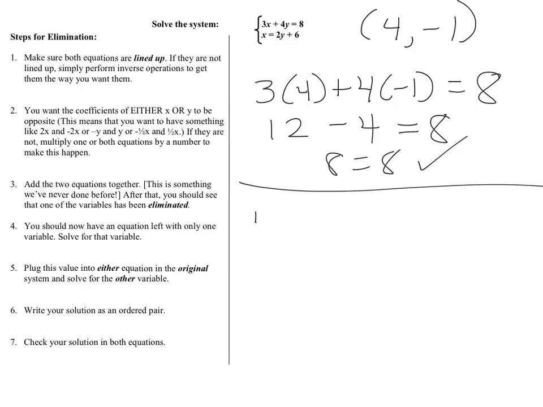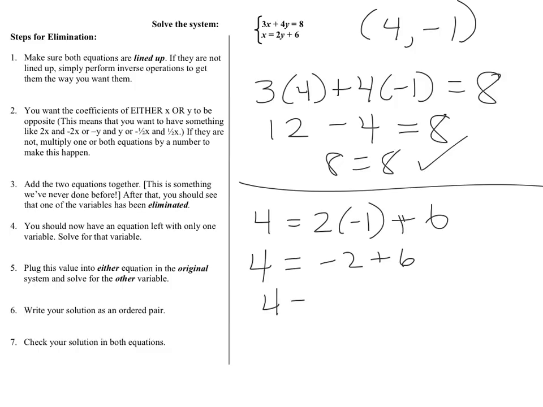So I'm going to put 4 in for x, and I'm going to say 2 times -1, because -1 is y, plus 6, and I'm going to go through and do it. 2 times -1 is -2, and -2 plus 6, what do you know? It is 4. So I do get 4 equals 4. So it has to work in both.